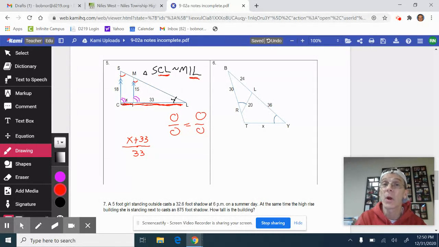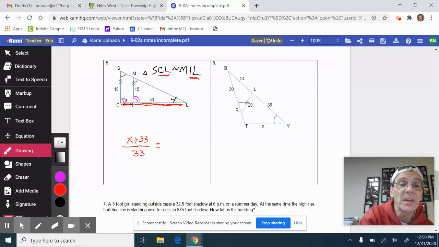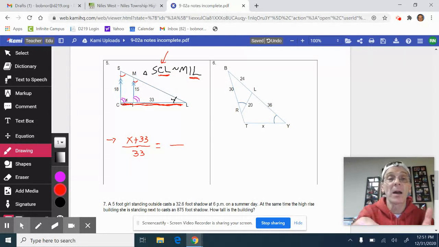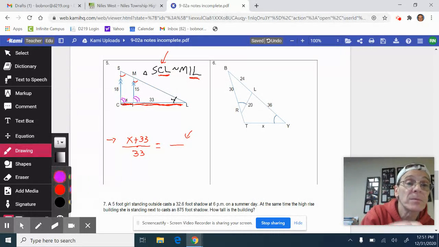Okay, so there's one ratio. Now I need another ratio. Okay, and you got to be careful here. The x plus 33, this numerator came from the big triangle, the first one, SCL. So now I need a number up here also from the big triangle SCL. Well, I only have one number to draw from, and that's this 18.